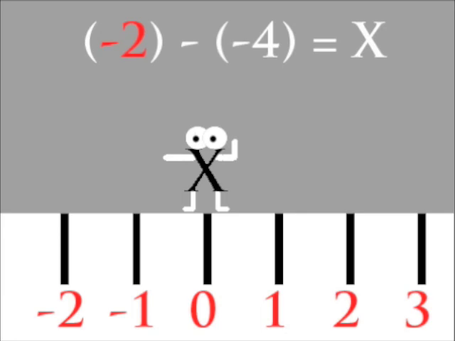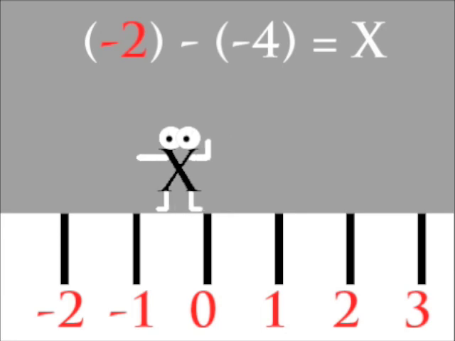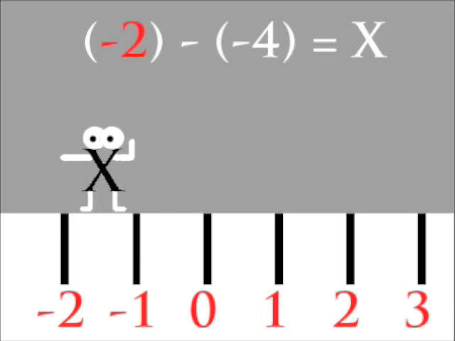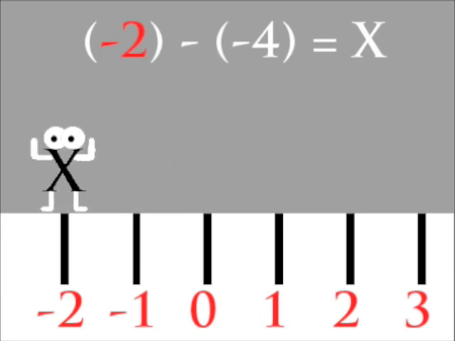The negative 2 means that we will head in the negative direction 2 times. 1, 2. The minus sign means that we will head in a negative direction or to the left. The negative sign means that we will do the opposite. Therefore, we will head in a positive direction or to the right.